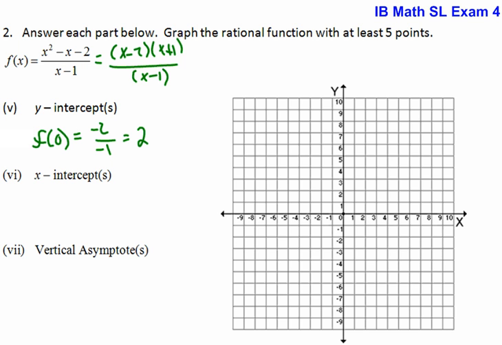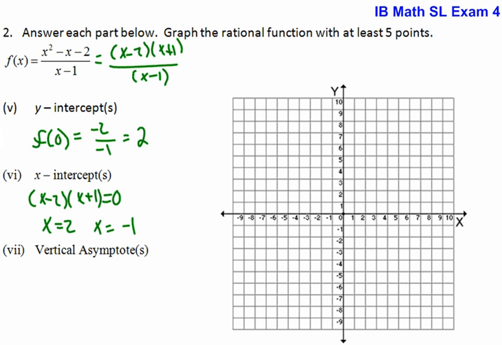Okay. The x-intercept, that means we only want to set the numerator equal to 0. Well, we already factored it, so I'm just going to set these two factors equal to 0, and then I'm going to be able to solve for x. So the rule that I'm using is that we only set the numerator, not the denominator, just the numerator, equal to 0. And so we get 2 x-intercepts at x equals 2 and x equals negative 1.